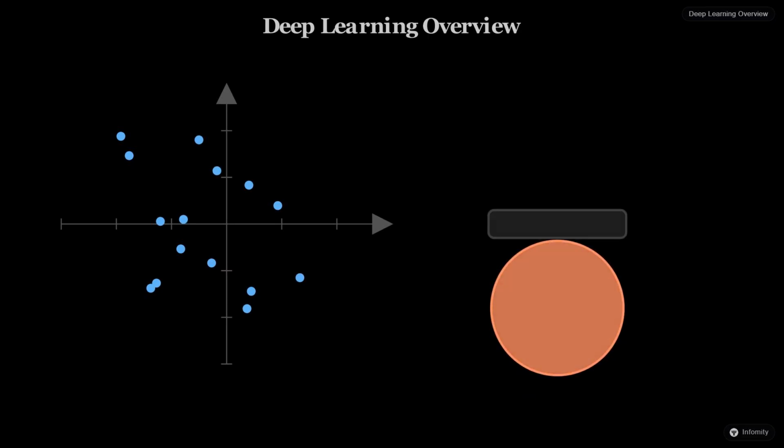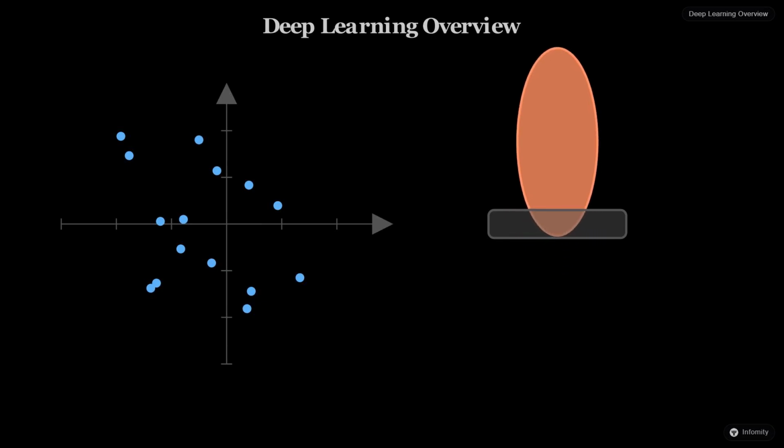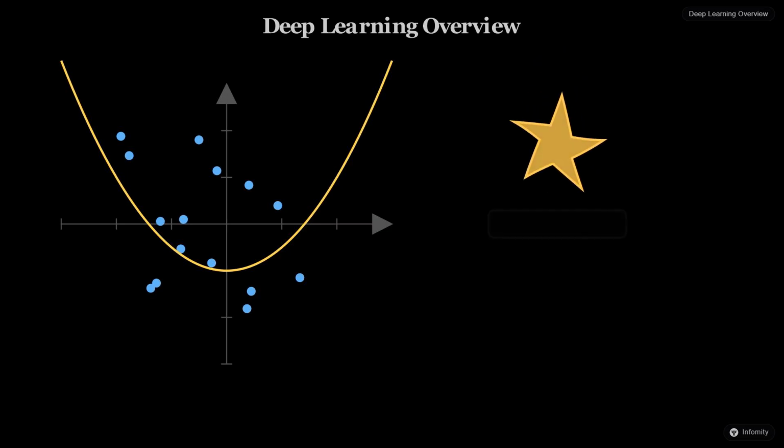As data travels through this tower, it is constantly being reshaped. Think of it like a piece of clay being passed through different molds. At the bottom, the clay is just a lump. These are the raw pixels or numbers. By the time it reaches the top, the molds have pressed it into a recognizable form. Every layer acts as a filter that discards noise and highlights the most important features.